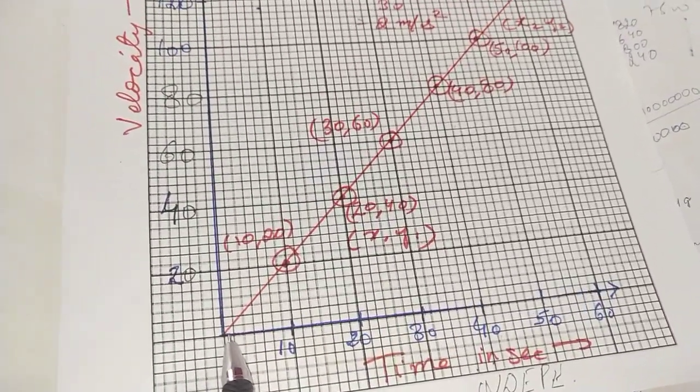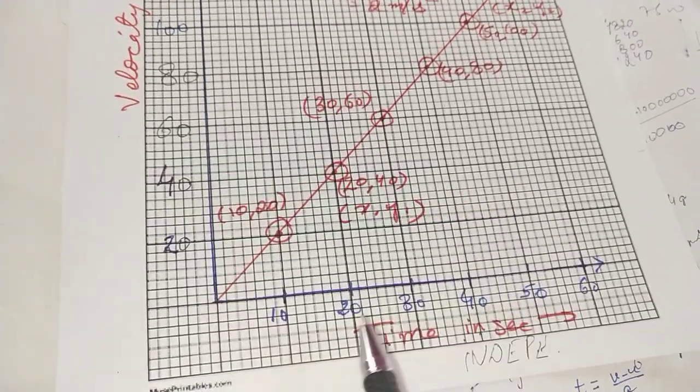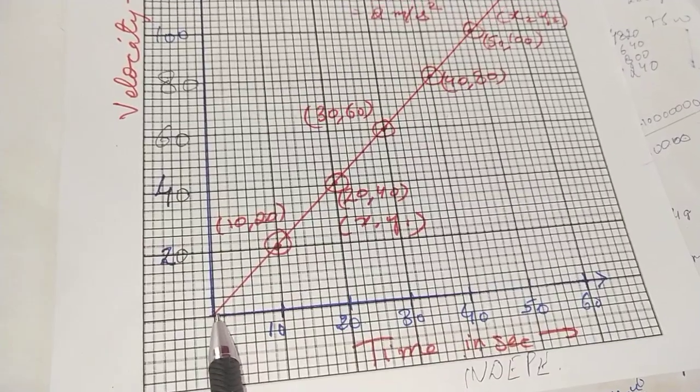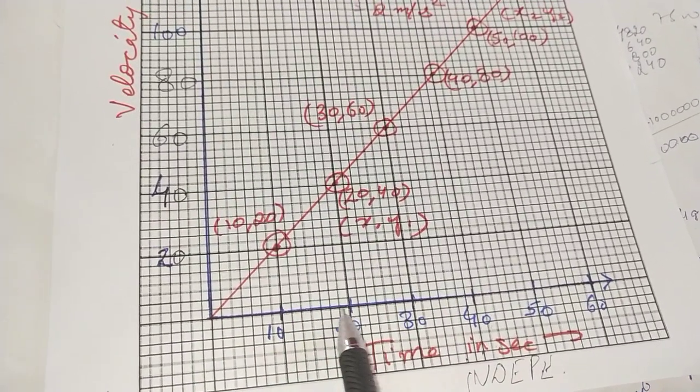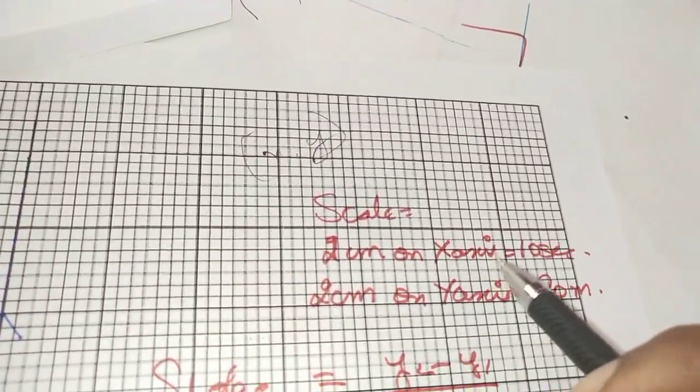For the 2 centimeter graph, this entire block is 2 centimeter and I have taken 10 second, 20 second, 30 second and so on. So that means for every 2 centimeter I am using a gap of 10, 10, 10, 10 second. So the scale factor comes out to be that 2 centimeter on x axis is equal to 10 second.